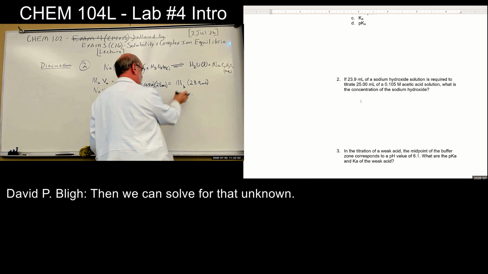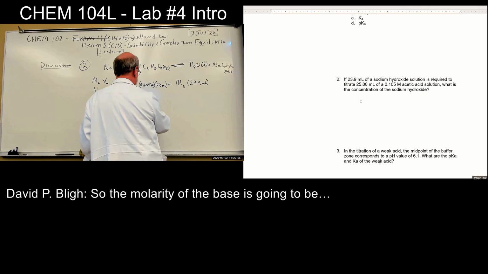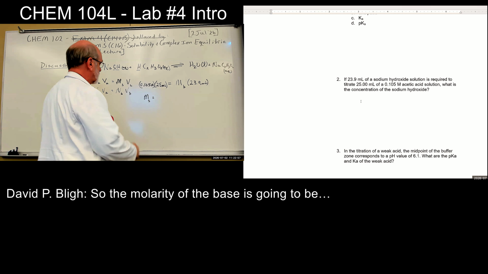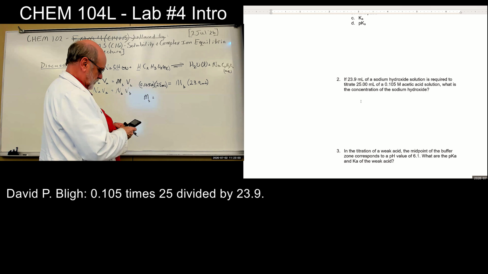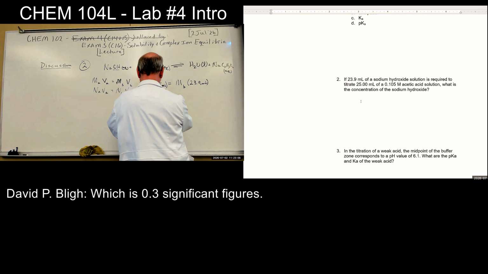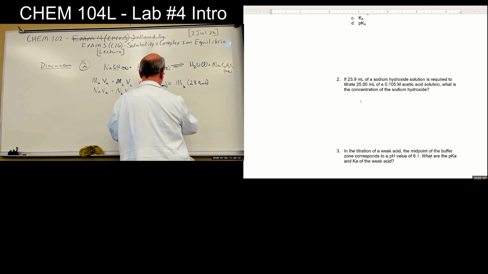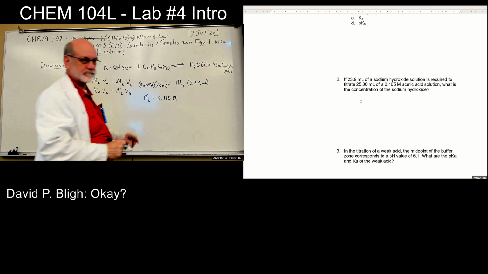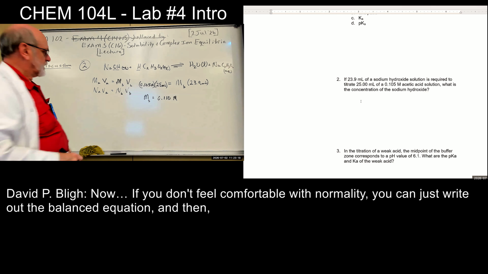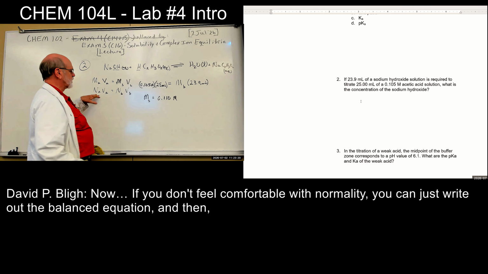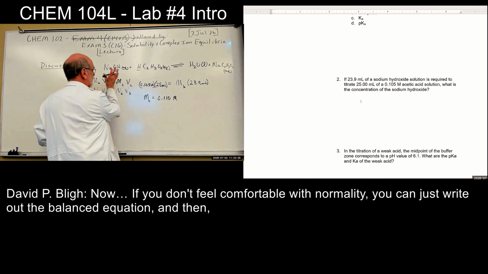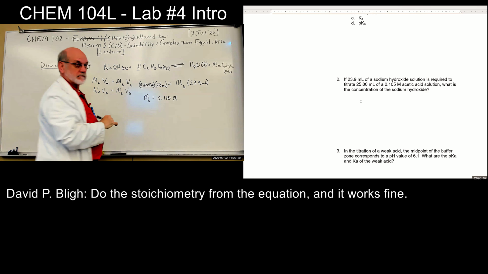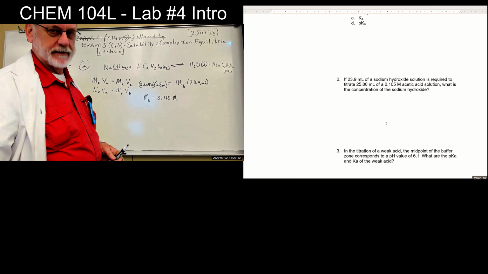There we go. Then we can solve for that unknown. So the molarity of the base is going to be 0.105 times 25 divided by 23.9, which is, to three significant figures, 0.110 molar. Now, if you don't feel comfortable with normality, you can just write out the balanced equation and then do the stoichiometry from the equation, and it works fine.